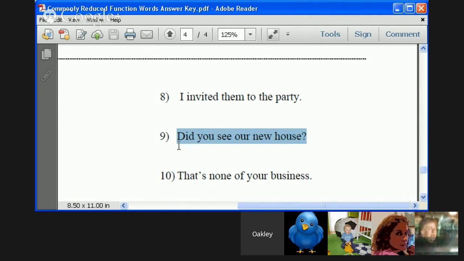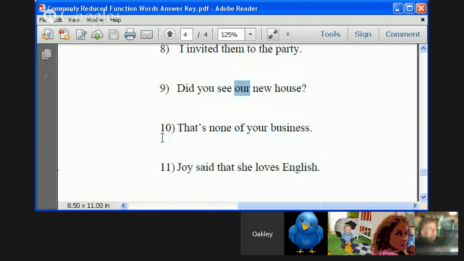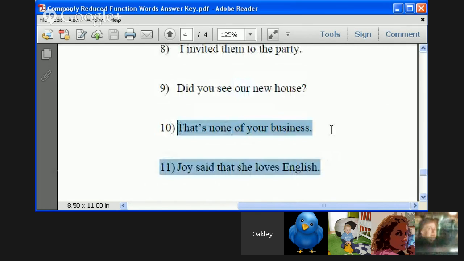Okay. Ken, you try number 9. Did you see our new house? Okay. Did ya? All right. Good job with the did ya. That was pretty good. You did great. Our is going to sound more like R. Did you see our new house? Do you see our new house? Pretty good. Not bad. Okay. That's good.